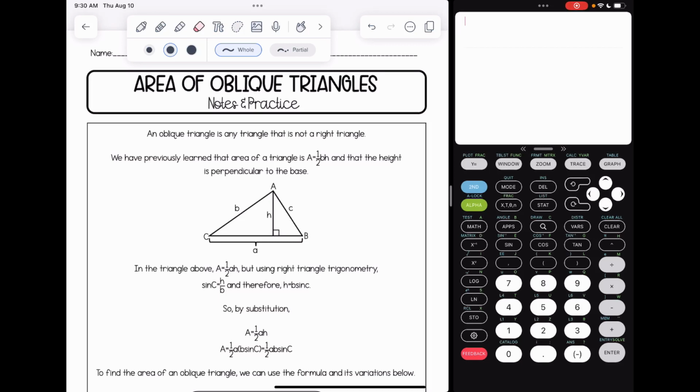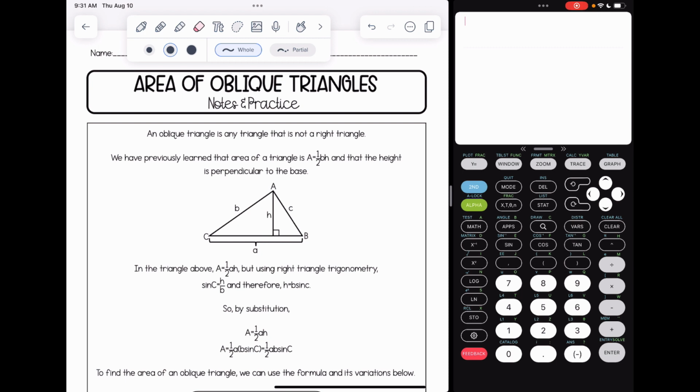In this video, we're going to talk about how to find the area of oblique triangles. Basically, an oblique triangle is any triangle that is not a right triangle. In the past, we've learned about the area of a triangle. We learned the formula area equals 1/2 base times height.